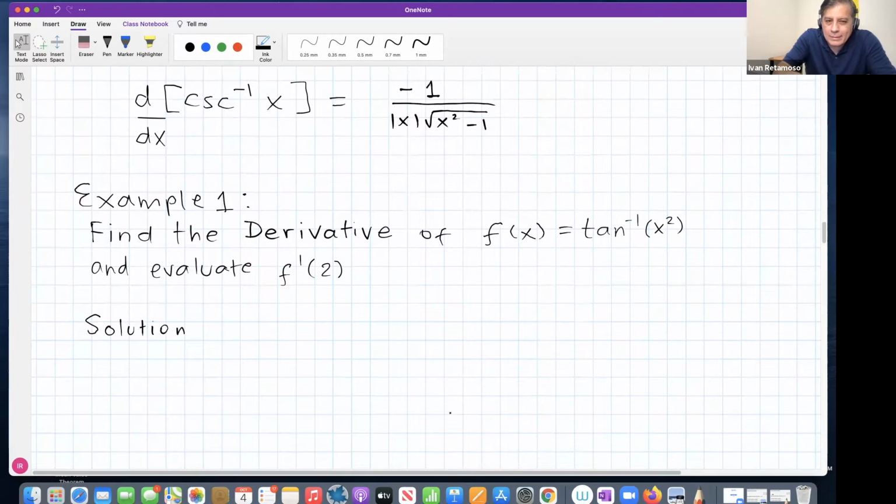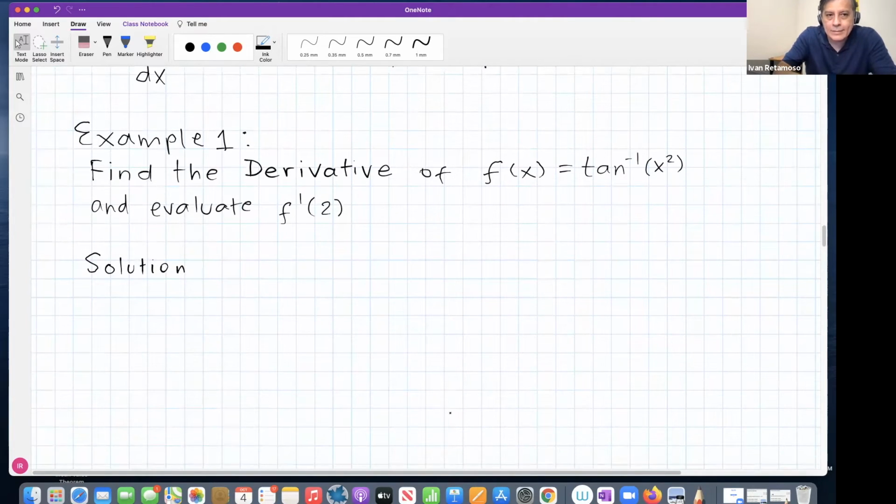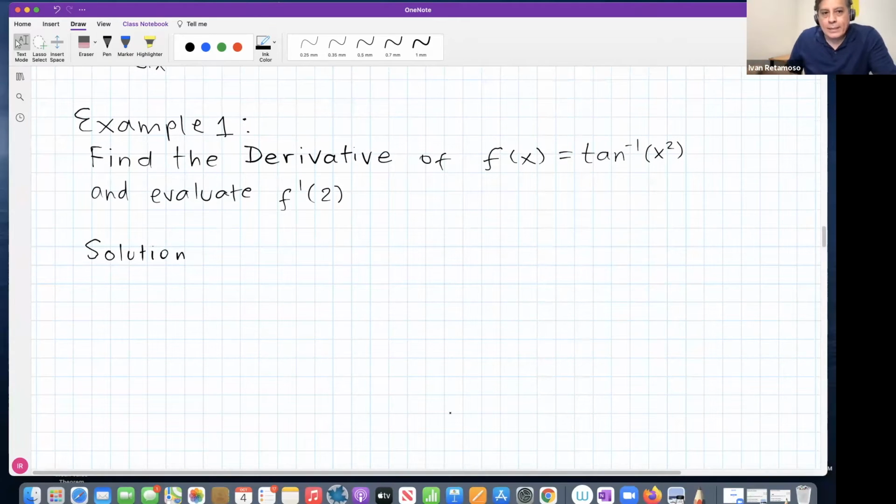All right, so let me give you this first example, and then we will go over the worksheets. We'll go over different forms so you can master this topic. Example 1. Suppose they ask you to figure out the derivative of this composite function, f of x equals tangent inverse of x squared. And once you do that, evaluate the derivative of this composite function at the input value x equal to. Solution.